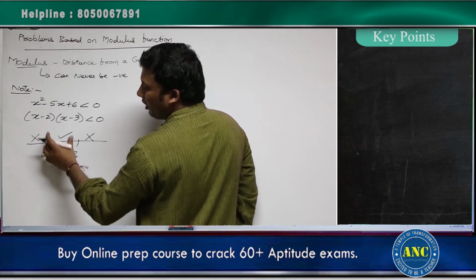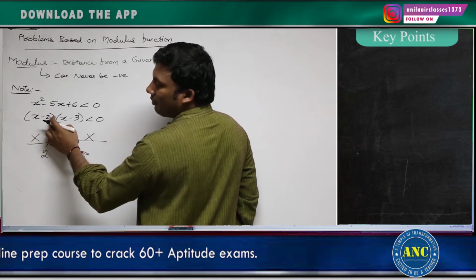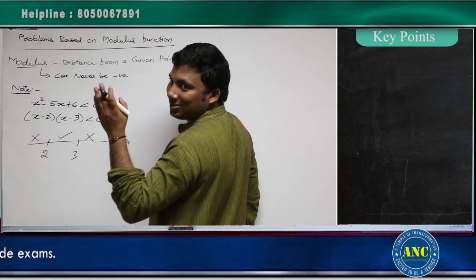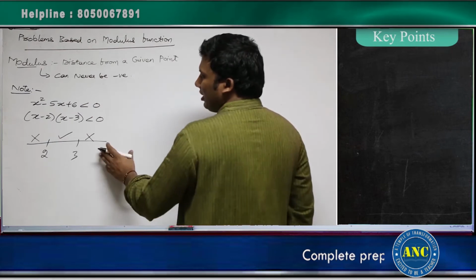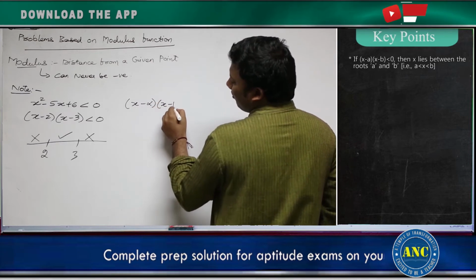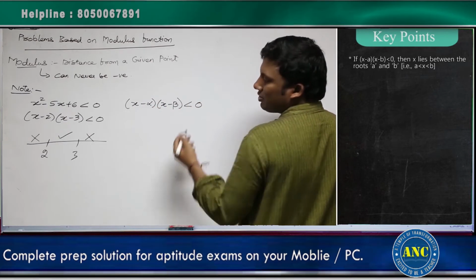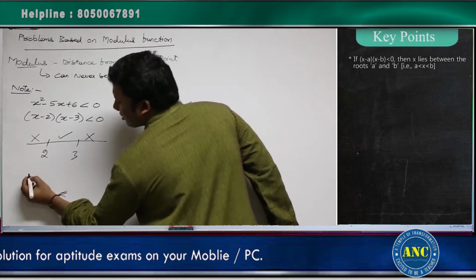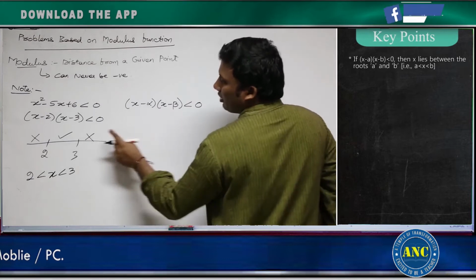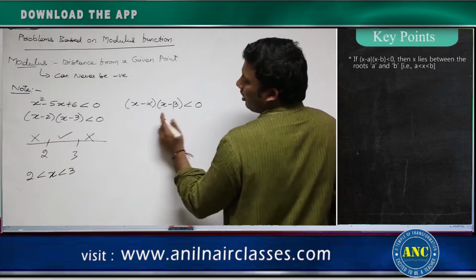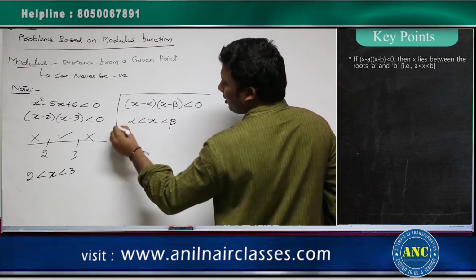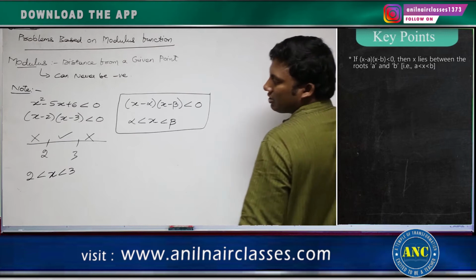Suppose you take 2.5, you will get this. 2.5 minus 2 is 0.5. 2.5 minus 3 is minus 0.5. Plus into minus is minus, less than 0. Now, the reason why I am specifying this point is, if the equation is of the form x minus alpha into x minus beta less than 0, less than means, for this the answer is x lies from 2 to 3. Similarly, what are 2 and 3? Roots. Here also, x lies from 2 to 3. For x minus alpha into x minus beta less than 0, it lies between the roots.